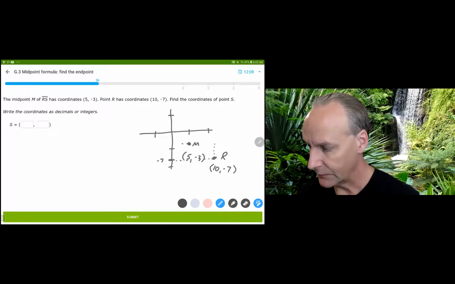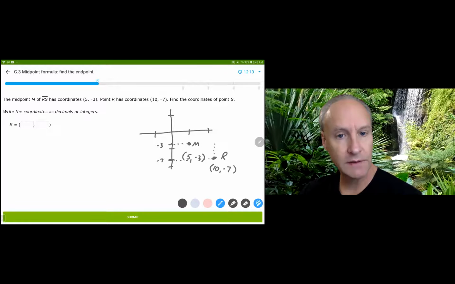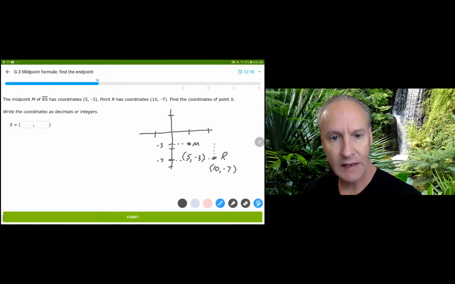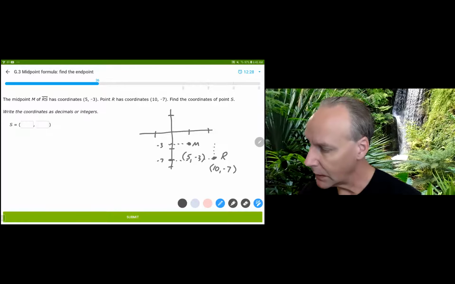And here's my -3. And we can see that I counted up 4 to get from R up to the top to where M is at. And then I'm going to count backwards 5 because I'm going from 10 to 5. So this is up 4 and back 5. For those of you who know about slope, that is up 4, back 5.